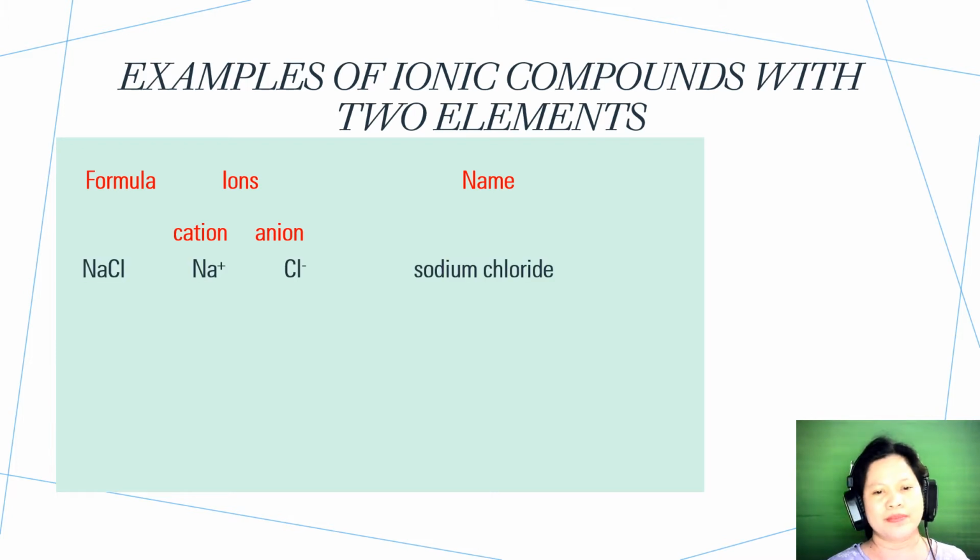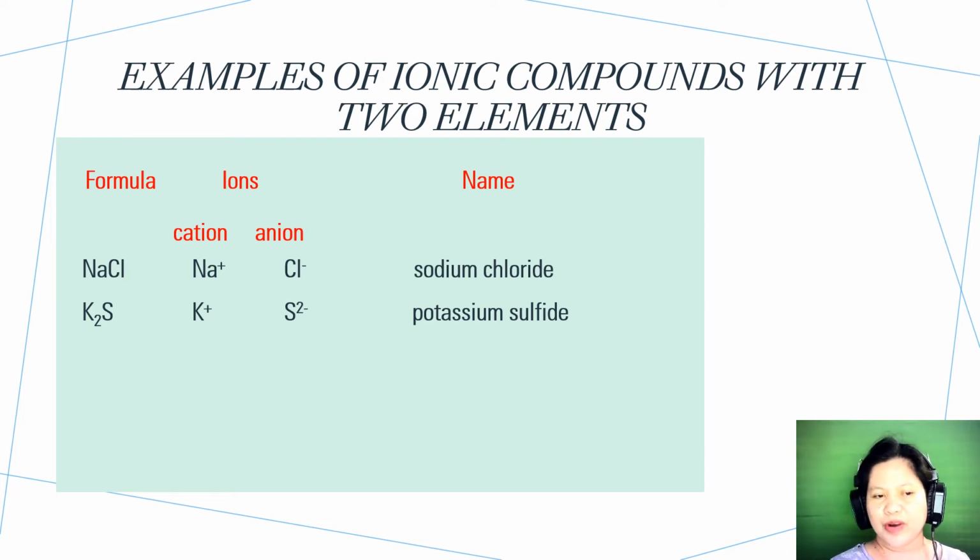Okay, let's have number 1. Sodium and chlorine. So the cation is sodium, which is a positive charge. Chlorine is a negative charge. So the name is sodium chloride. Next example, K2S. K is a positive charge, that is potassium. Sulfur has a charge of negative 2. So therefore, the name is potassium sulfide.